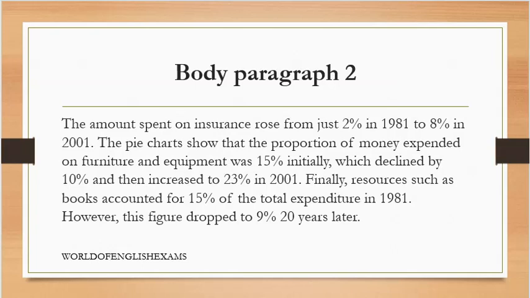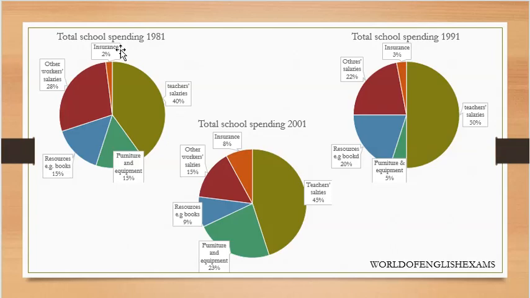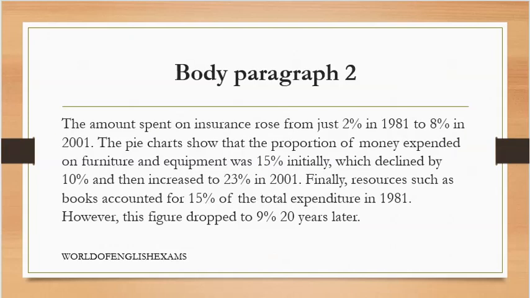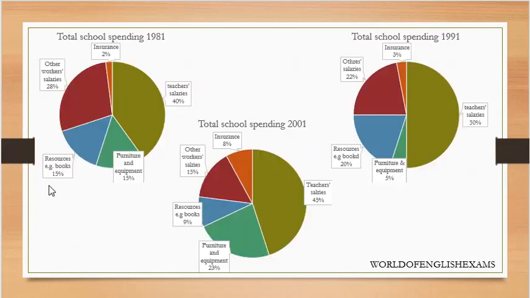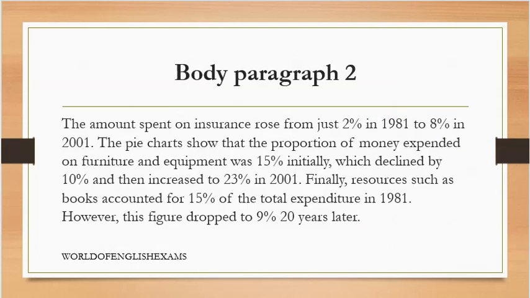Okay, the amount spent on insurance rose from just 2% in 1981 to 8% in 2001. So I'm just writing the initial year and the final year here. So the amount spent on insurance, we can see that initially it was 2%, but by the final year it has risen to 8%. That's what I have written. Then the pie chart showed that the proportion of money expended on furniture and equipment was 15% initially, which declined by 10%, which means the difference is 10%. So initially it was 15% on furniture and equipment, which declined by 10%. That means it came to 5%, and later it increased to 23% in 2001.